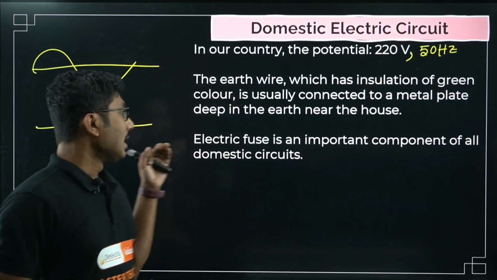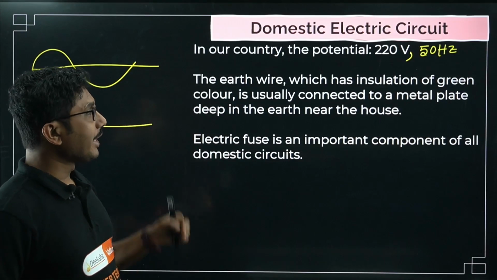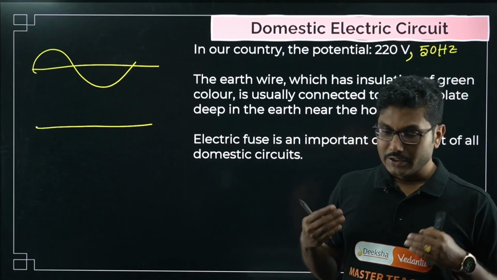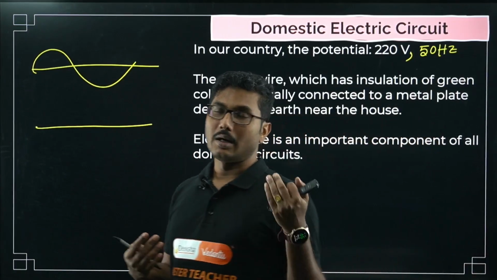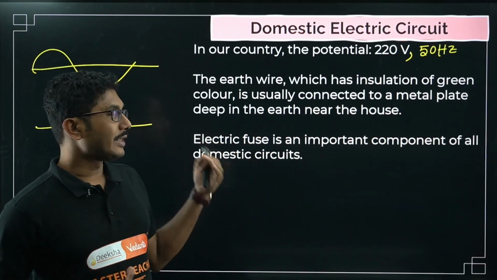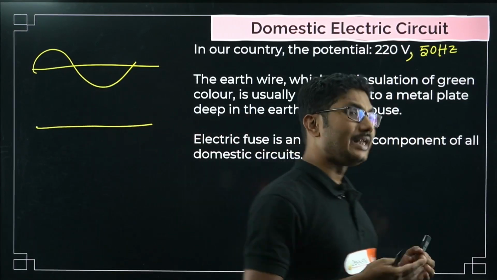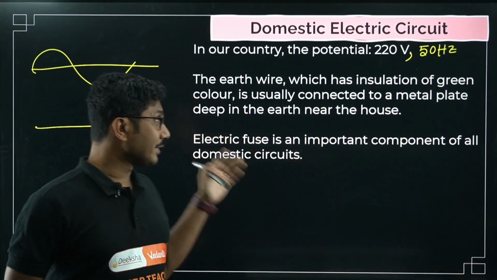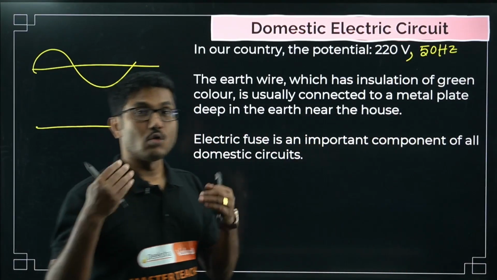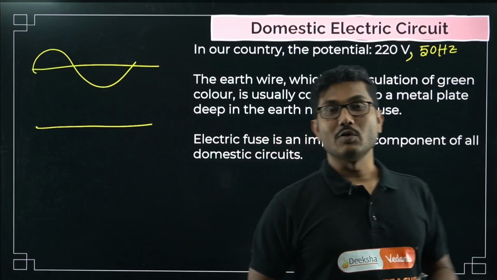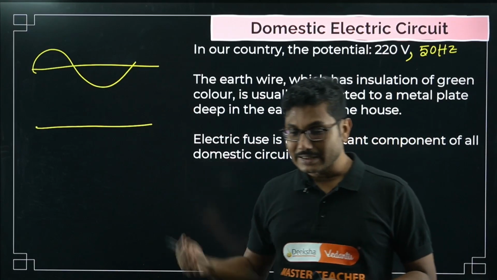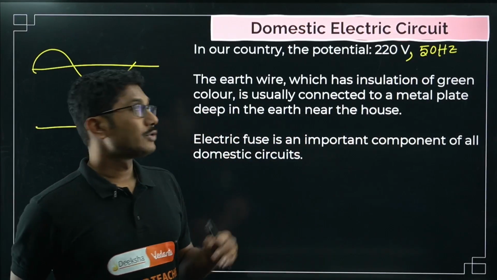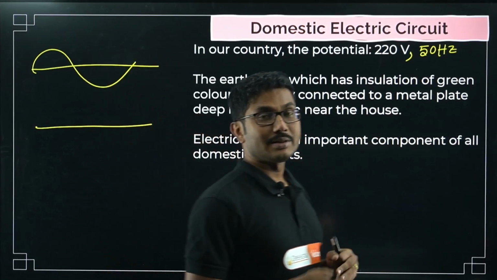Okay, electric fuse, an important component of all domestic circuits. So electric fuse is something which is used to protect the electrical devices. When the current in the circuit becomes high due to any reason, n number of reasons are possible, we say the circuit is getting overloaded. When the circuit is getting overloaded, there is a high chance that the device using it might get burned. So that's why there is a safety mechanism which is called fuse.